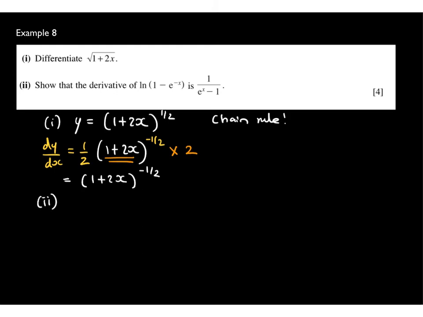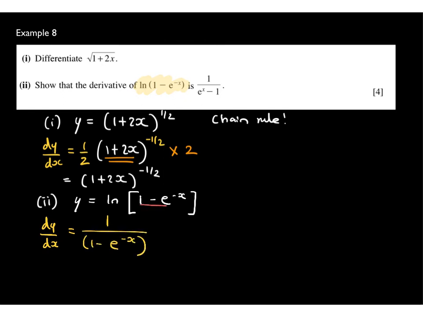Part 2, we've got to differentiate this function here. Again, it's a composite function. I'm going to use the chain rule, but this time it's an ln style function. So y equals ln 1 minus e to the negative x. We know that ln functions differentiate to 1 over the original inner function, but we need to multiply by the derivative of this. So that means we're going to multiply by, now, negative e to the negative x. There's a negative here, which is part of the question.